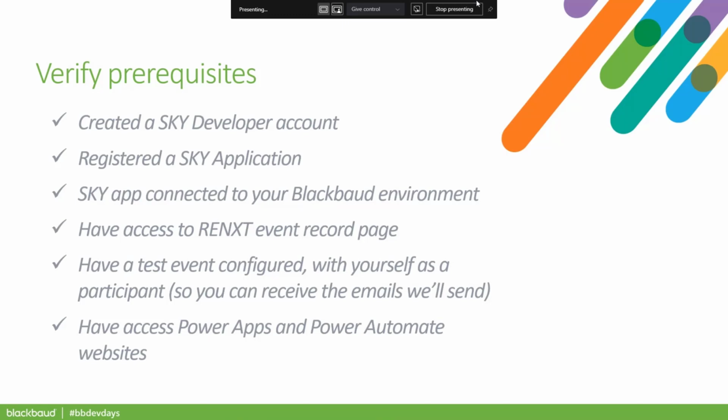Let's make sure that you have access to an instance of Razor's Edge that you can log into and visit the event page, and make sure that you have a test event configured with yourself added as a participant so that you can receive the emails that we're going to send through the flow that we build today. And then lastly, let's make sure you have access to Power Apps and Power Automate websites.